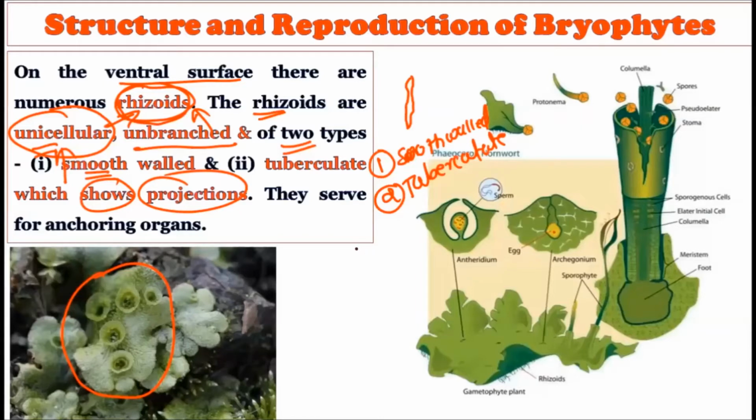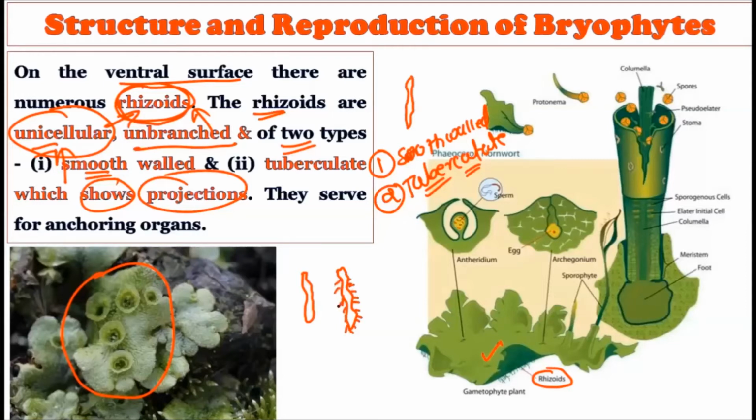From the evolutionary line, you can say that the tuberculate rhizoids are now creating the primary and the secondary root structures. Observe this particular picture. This is the ventral surface of the thallus, and on it we have the rhizoids. These rhizoids can be of two types. First is the unicellular or simple smooth walled rhizoid, and second is the tuberculate rhizoid, which shows some projections coming out from it.